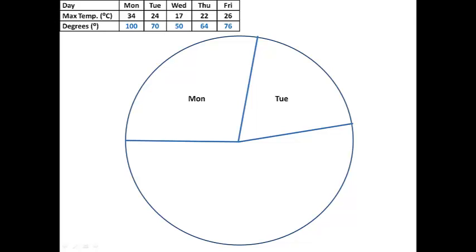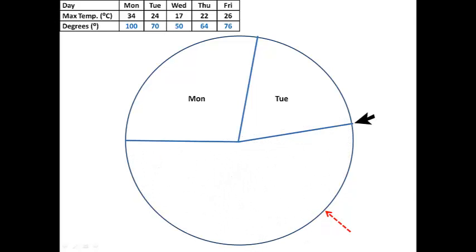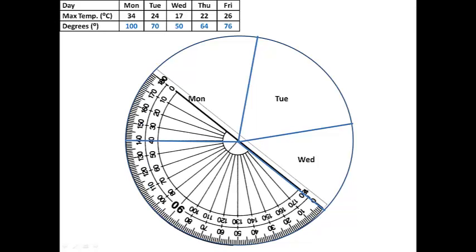For Wednesday, I measure 50 degrees from that point to 50. That is the slice for Wednesday. For Thursday, which measures 64 degrees, I measure from 0 to 64.